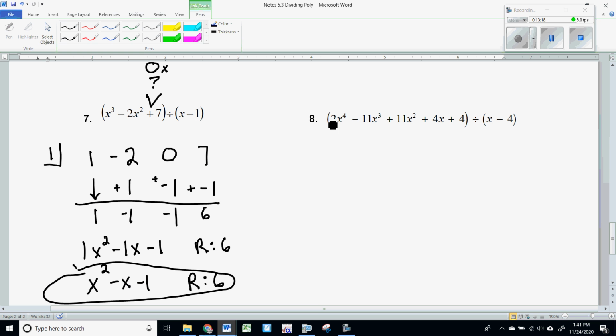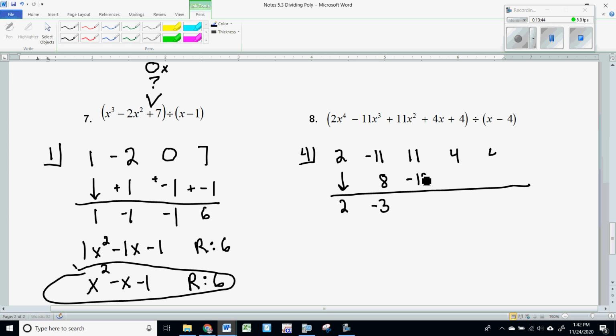One last one, a big one here, all the way to x to the 4th. So we're going to say, what number goes in the box? 4. And then we have 2, -11, 11, 4, and 4. Notice we have all the terms there. Drop the 2. 4 times 2 is 8. Add -3. 4 times -3 is -12. Add -1. 4 times -1 is -4. Add 0. 4 times 0 is 0. Add 4. So this is my remainder. The last number is always the remainder.